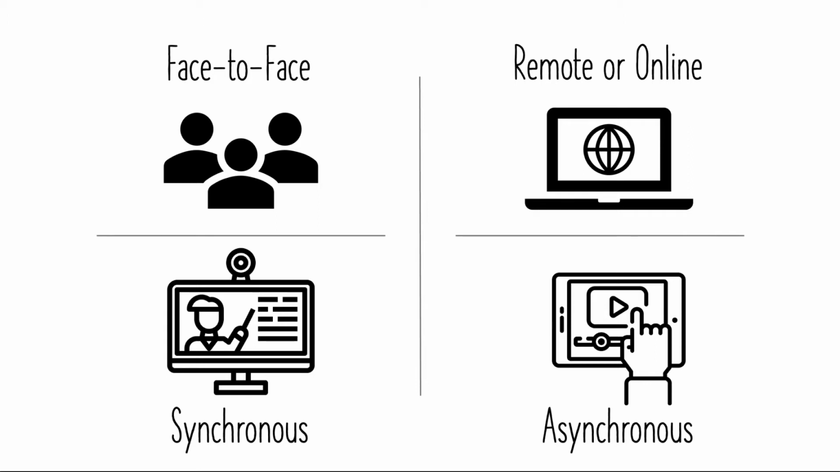Let's begin by clarifying a couple of terms. So, first, let's distinguish between face-to-face courses and remote or online courses. Face-to-face courses are when learning is happening in person, where learners and instructors are coming together in the same physical space, as opposed to remote or online, where that learning is happening through the internet, through computers.